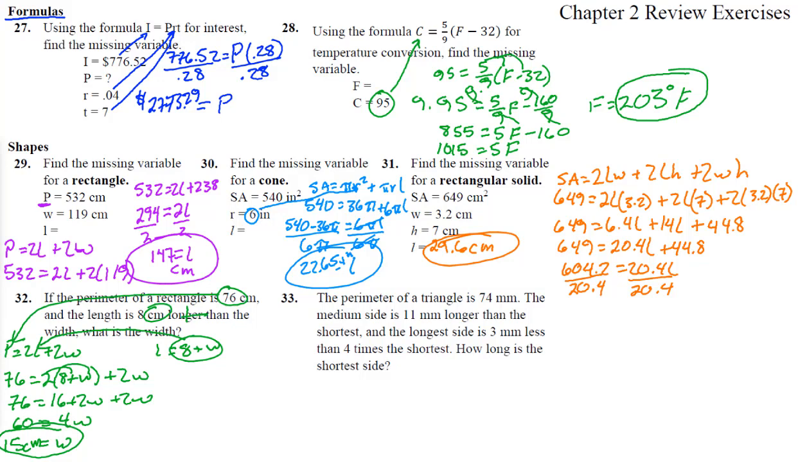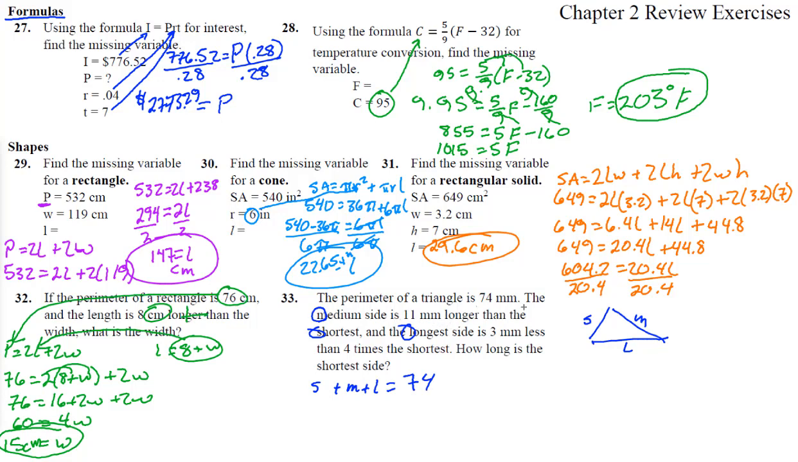All right, number 33. The perimeter of a triangle, so let's draw the triangle out here, is 74 millimeters. Now remember, we're just going to add up these three sides. We have a medium side, shortest side, and a longest side. So short, medium, and long. Now just at the outset, we could say, hey, the short plus the medium plus the long has to equal 74. That'll help us here.